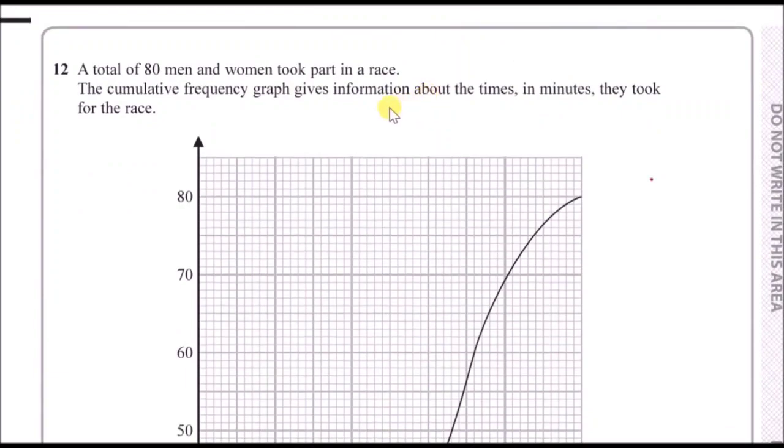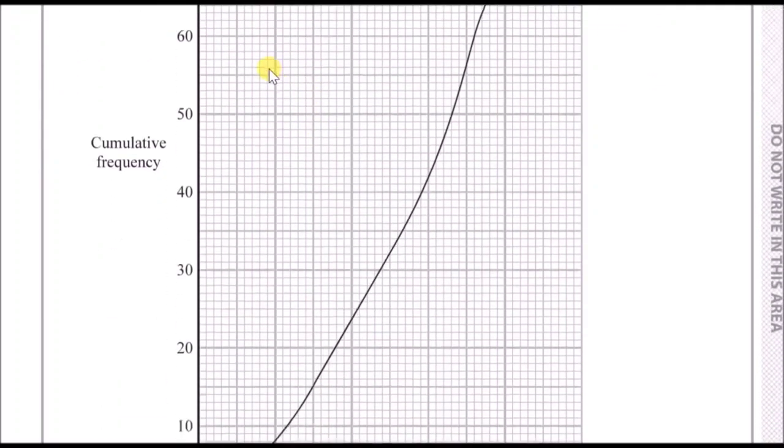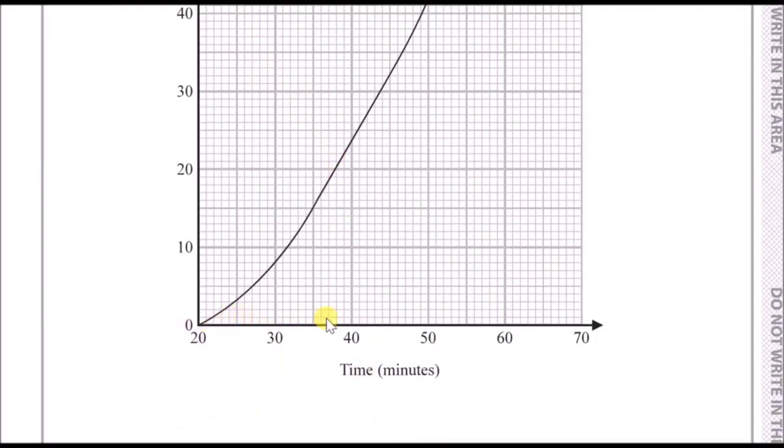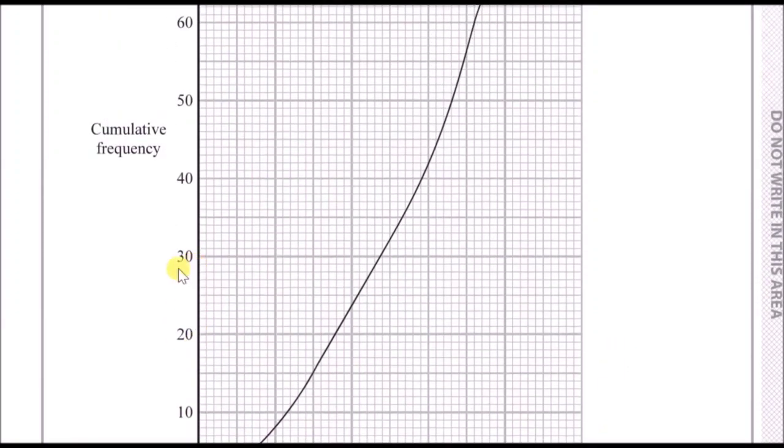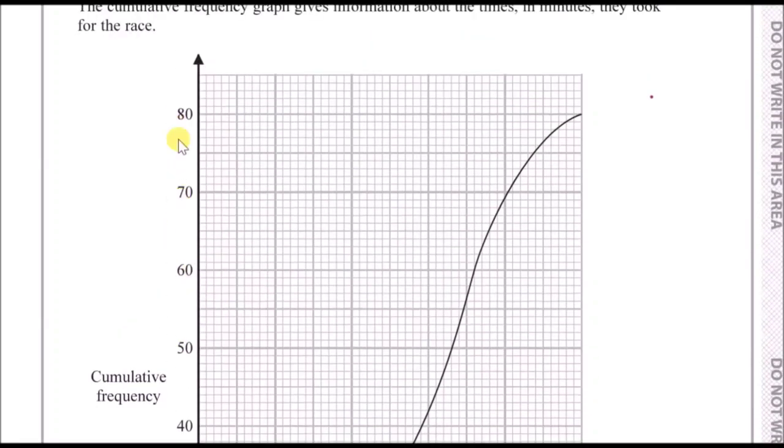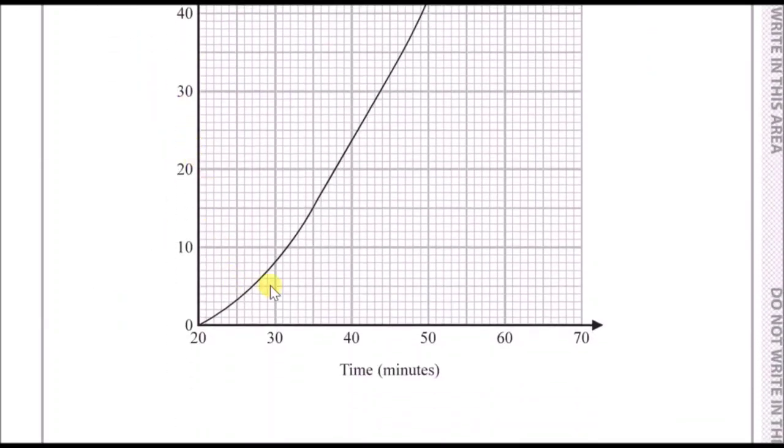Alright guys, number 12. Alright, so it says that a total of 80 men and women took part in a race. Now a cumulative frequency graph gives information about the times in minutes they took for the race. Okay, so breaking this down, we can see that across the horizontal axis that this is all the minutes they spent. And on the vertical, we got the cumulative frequency for all the adults combined, yeah? So just to understand it clearly, we can say that for the first 10 adults, they spent about 31.5 minutes in a race, so they're quite quick.